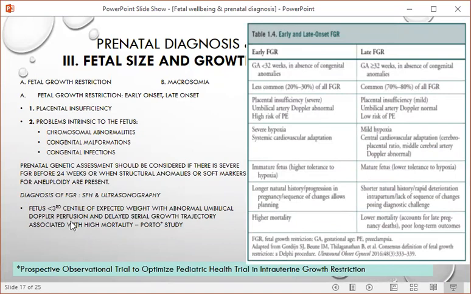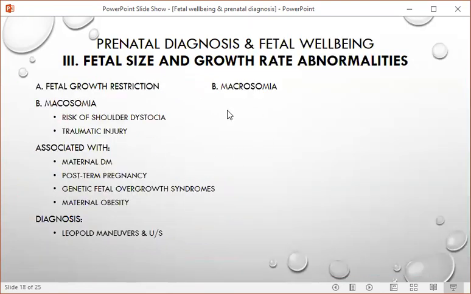There is a high mortality rate if the fetal growth is less than the third centile, according to the Porto study, a prospective observational trial to optimize pediatric health in intrauterine growth restriction. Macrosomia gives a risk of shoulder dystocia and traumatic injury. It is usually associated with maternal diabetes, postdate pregnancies, and genetic fetal overgrowth syndromes. It is diagnosed by ultrasound examination or clinically by Leopold maneuvers.